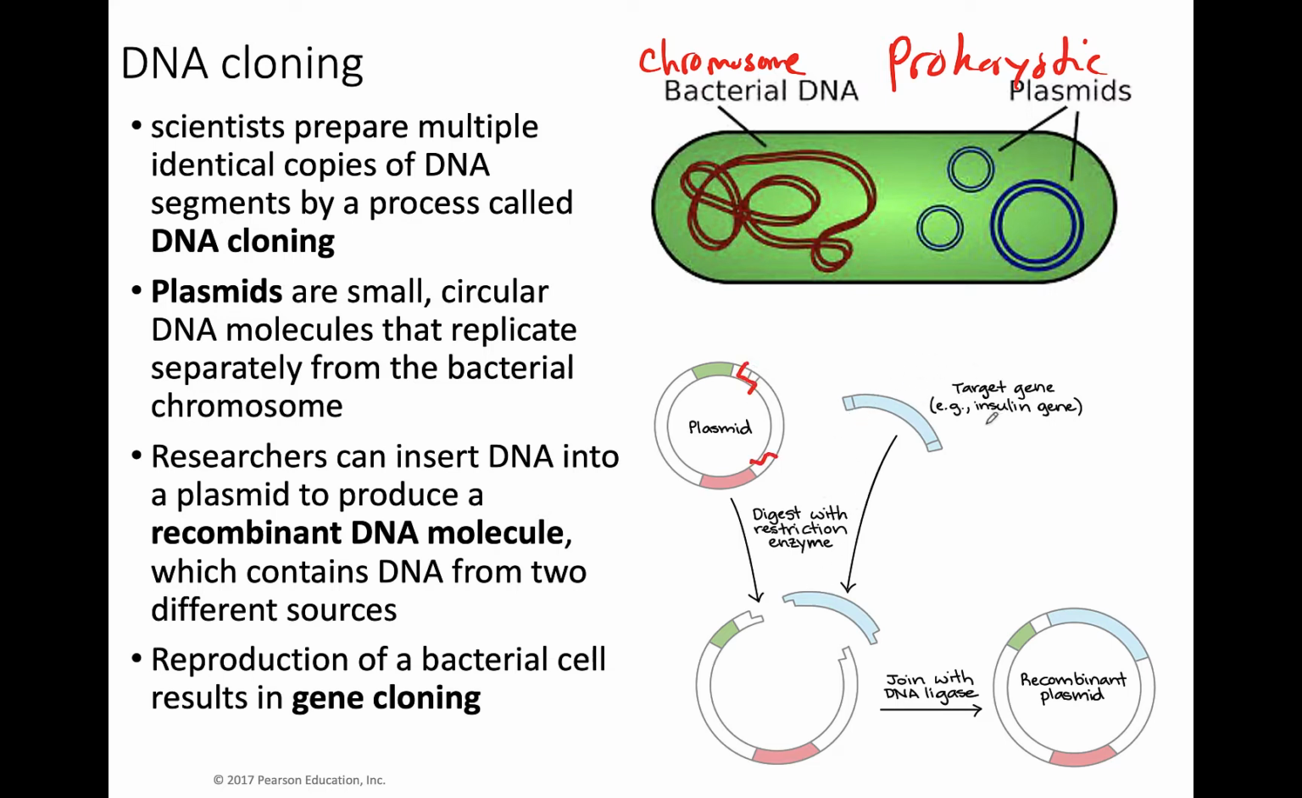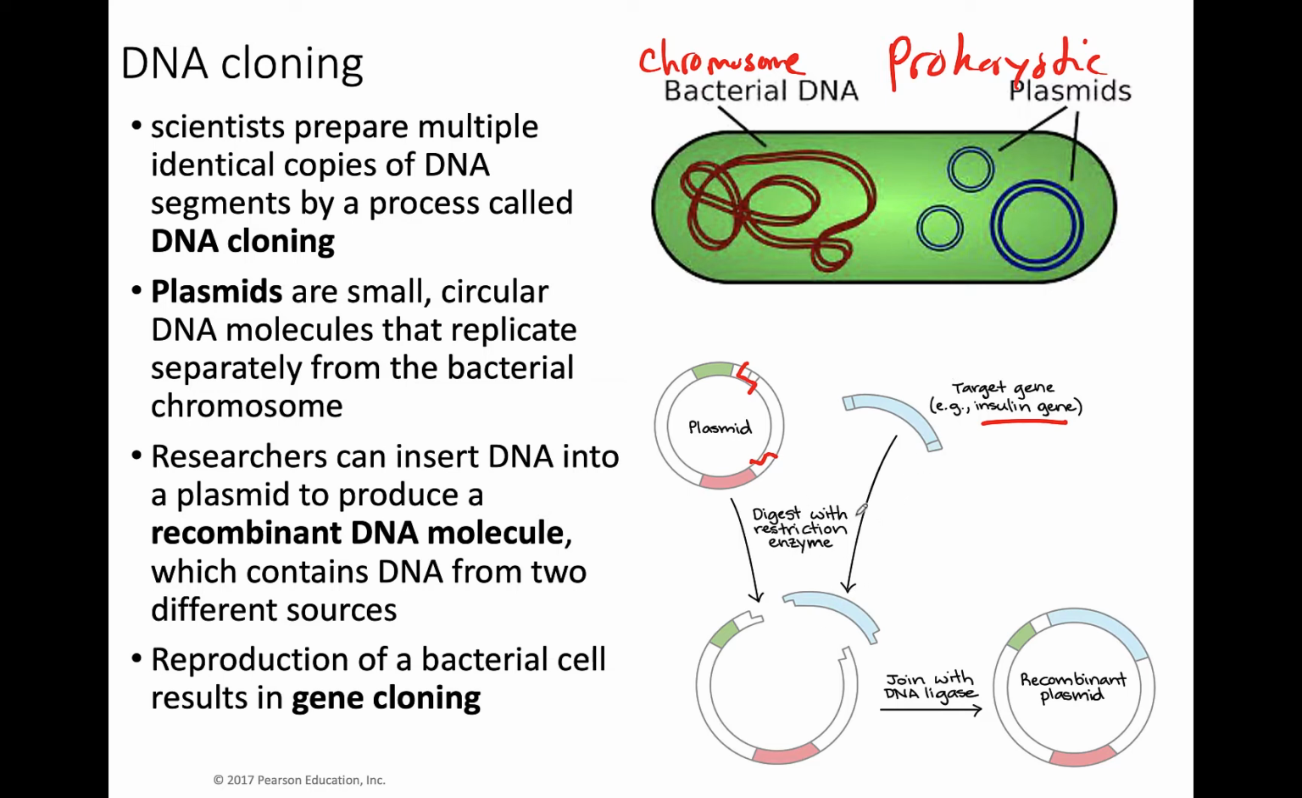So here you can see they have inserted the gene for insulin. Insulin is the hormone that's going to help diabetics to regulate their blood sugar. People who are diabetic either don't produce enough insulin or they have resistance to insulin. So either way, they have to take insulin to help their bodies regulate blood sugar.